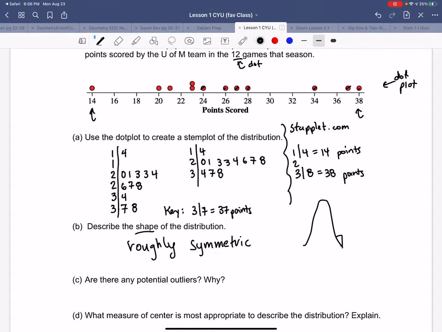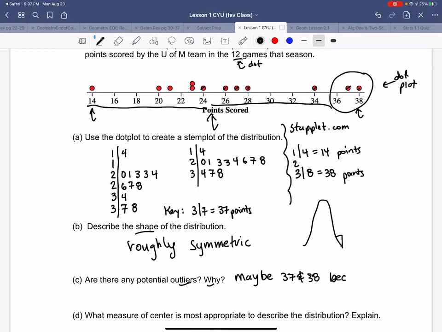Now it asks, are there any potential outliers? Well, if we look up here, it's possible that these numbers are really far from our center. If our typical number is somewhere here, I would say maybe, we're not sure, but maybe 37 and 38. And it says why? So because they're far from the center.